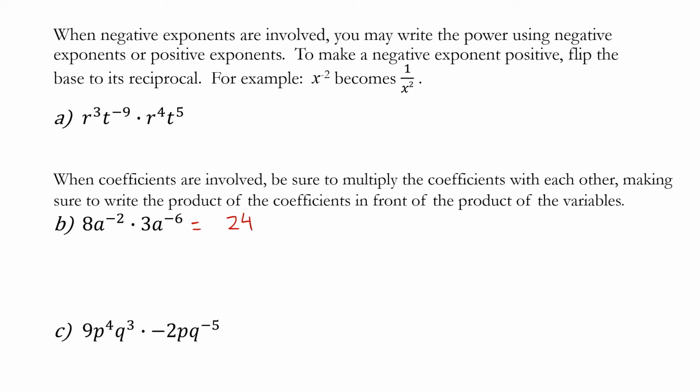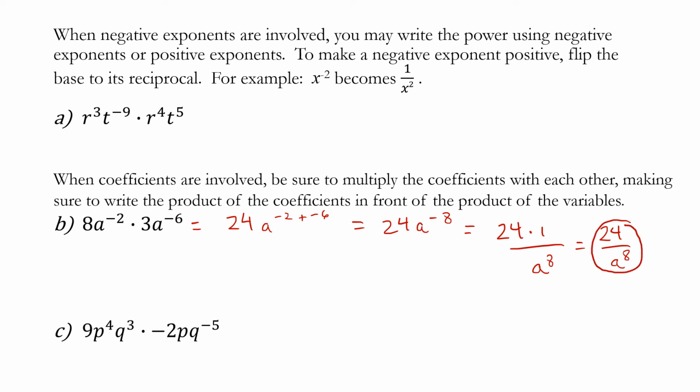Now I multiply the variables. So I get a, and I add the exponents, -2 plus -6. Here I get 24a, and -2 plus -6 is -8. So it becomes 24a to the -8th. But again, I don't want a negative exponent, so I'm going to then write that as 24 times 1 over a to the 8th. And now 24 times 1 is just 24, so it becomes 24 over a to the 8th. And that's our answer for that one.